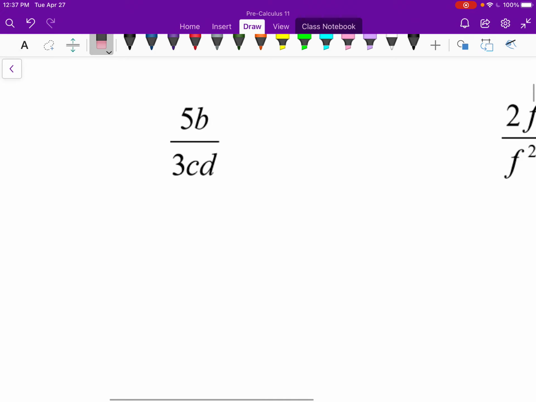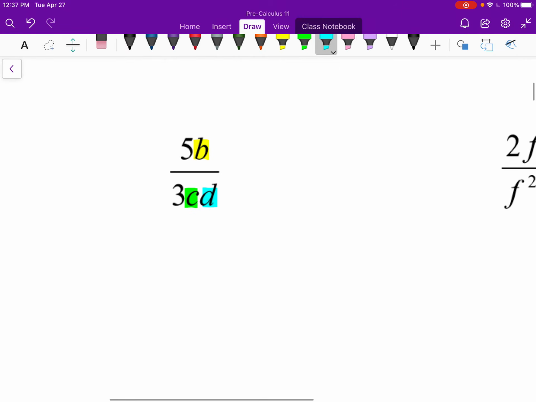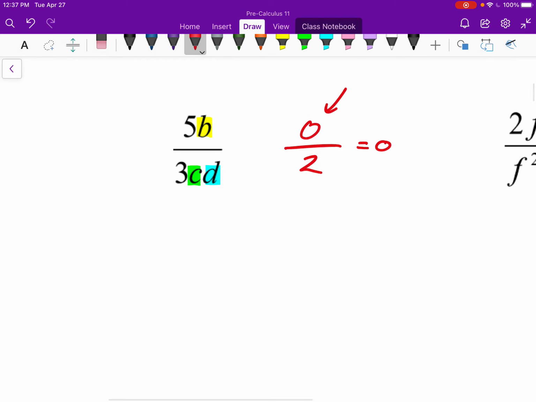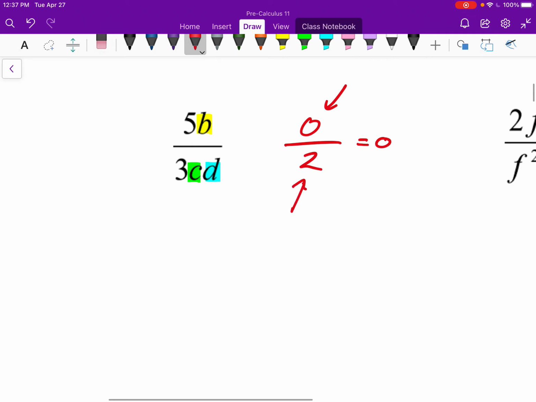So let's look at this rational expression: 5b over 3cd. Again, we have three different variables, b, c, and d. The b can be anything. You can have a 0. Again, 0 divided by a number, say 2, equals 0. This means you have nothing, and you break it up into 2 equal groups. Well, each group has nothing in it. That makes sense. But the other way around doesn't make sense. Again, you can't take a number and break it up into 0 groups, or groups of no size at all. And so in this case, b can be any real number.